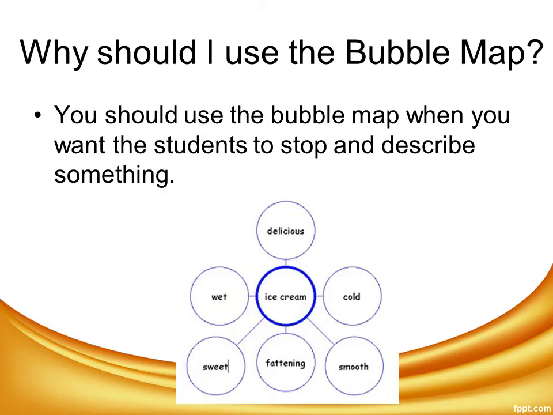The purpose of the bubble map is for students to stop and describe something. When we want the students to stop and elaborate on something is when we use the bubble map. This is mainly used in English in their writing. It's very difficult sometimes for students to stop and start describing something. But with the bubble map, if you have them stop and create adjectives, and then have them go through and use all those adjectives in a paragraph describing that noun, then the students are more likely to go in more detail when describing.